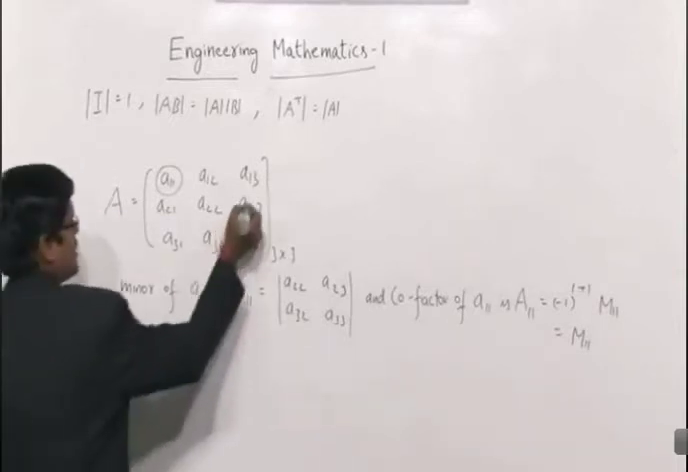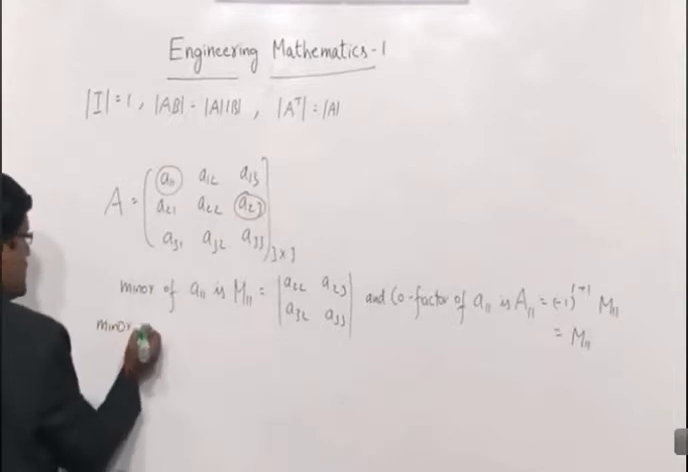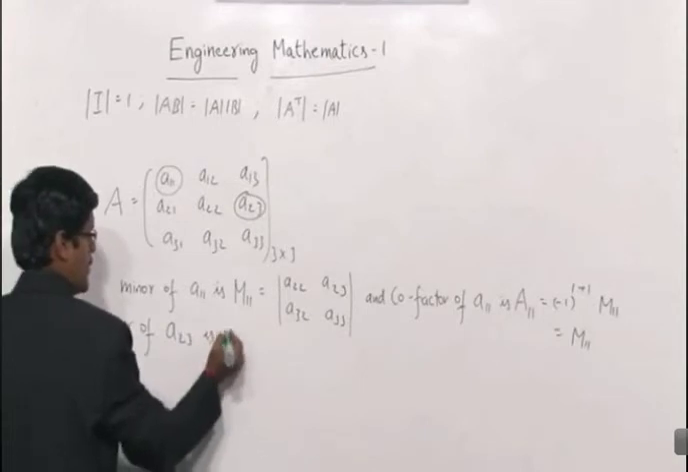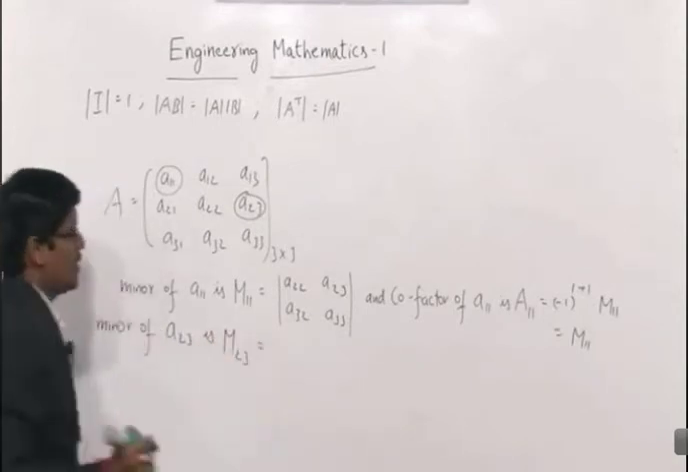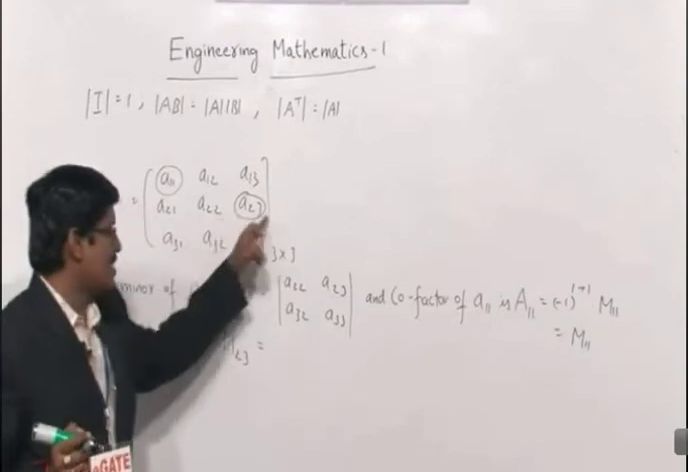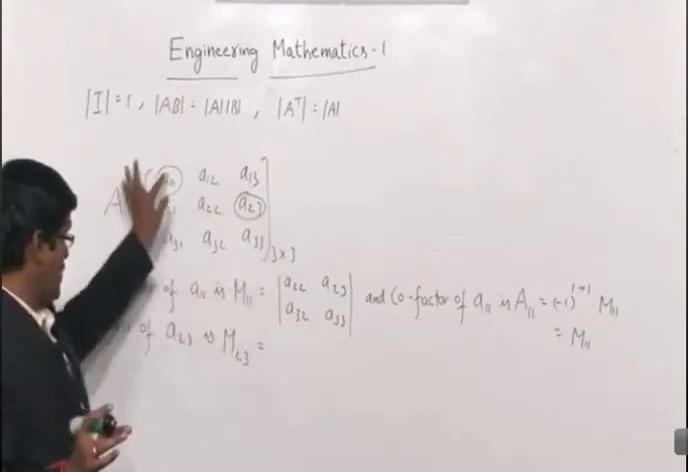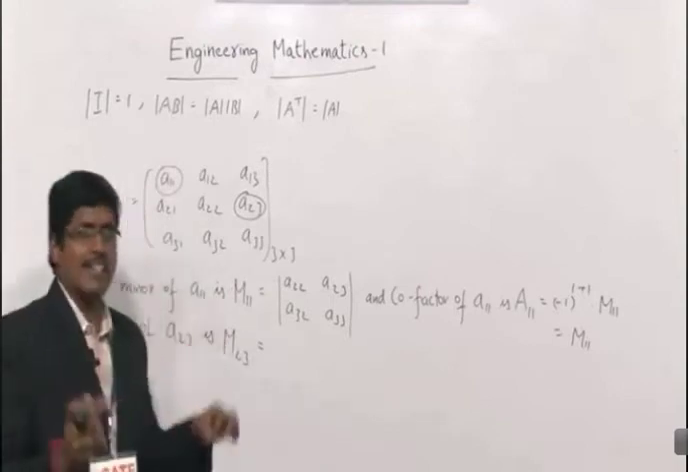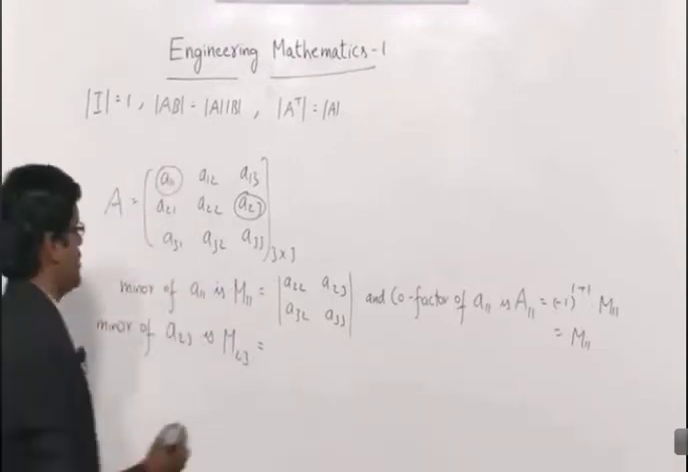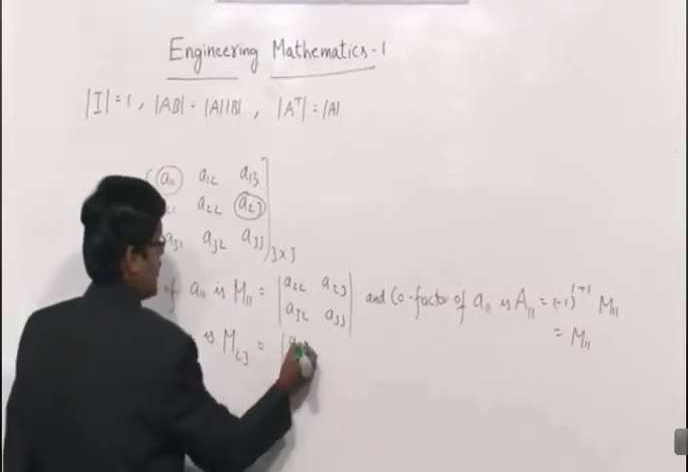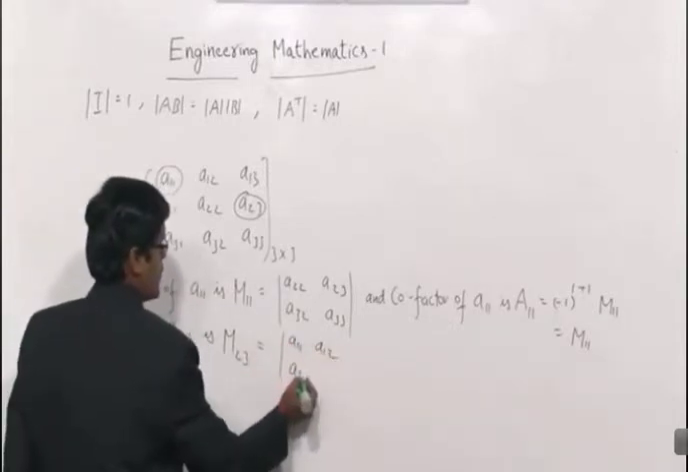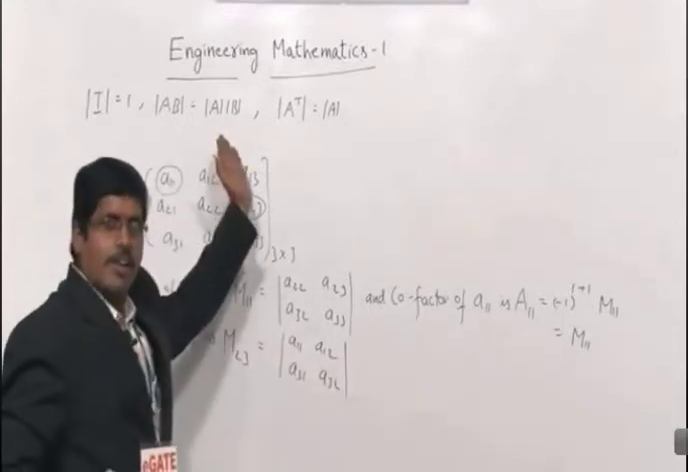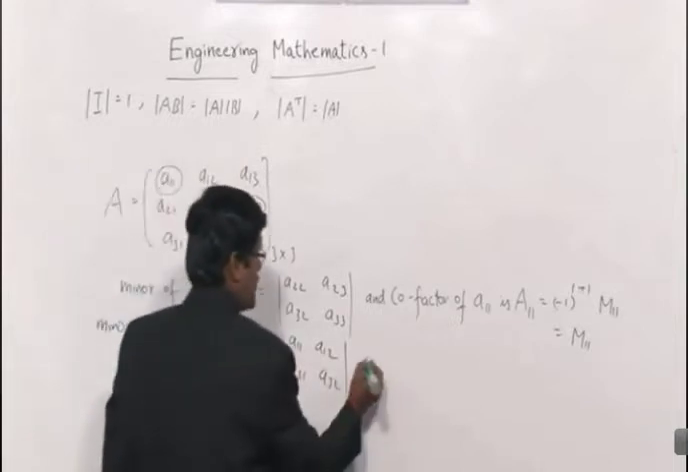Suppose I take the A23 element. The minor of A23 is denoted by M23. How is it obtained? This element is situated in the second row, third column. Delete it. The remaining elements are called the submatrix. The determinant of the submatrix is called the minor of that element. So the determinant of A11, A12, A31, A32. You know how to find this 2 by 2 determinant; I have given it already before this.